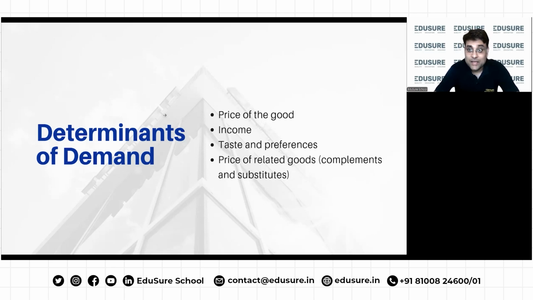Next determinant, income. As the people's income increases, their demand for goods also usually increases. For example, if your pocket money is doubled, and I can already see how happy each of you are with that idea, you can buy more of your favorite, let's call it ice cream. Okay. So as your income increases, the demand for the goods also increases.